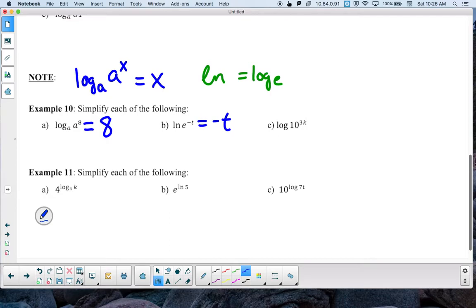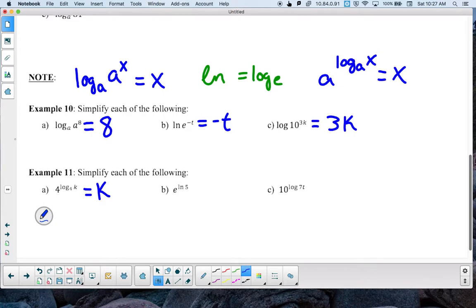For C, we have log of 10 to the 3k, remembering that if no base is written, it has a base of 10, so this would be 3k. And the same is true if we have exponents to a log. So if we have a to the log base a of x, this would just be x. So then for example 11, part A, we have 4 to the log base 4 of k, so this is just going to cancel each other out and give us k.